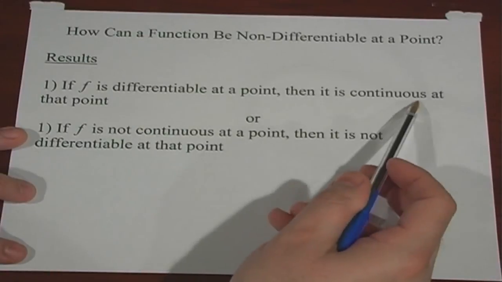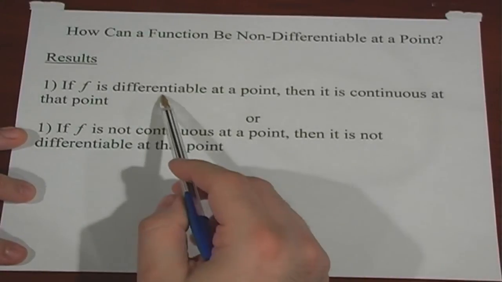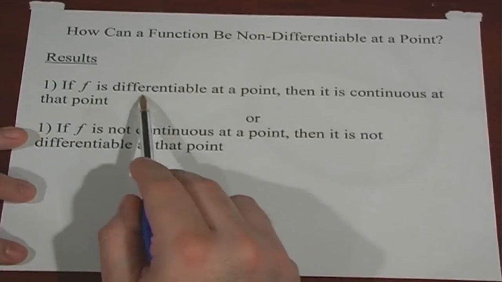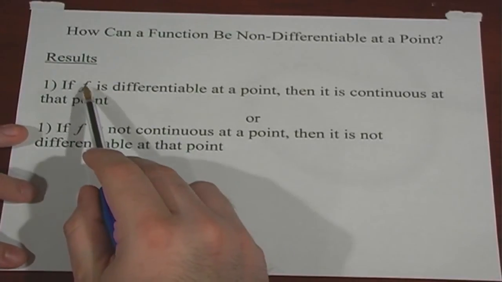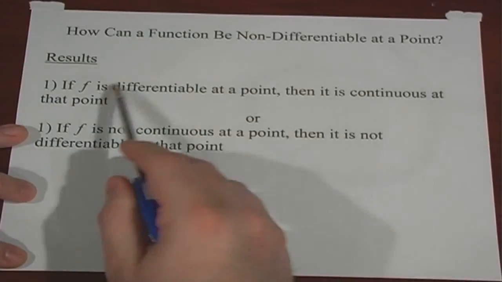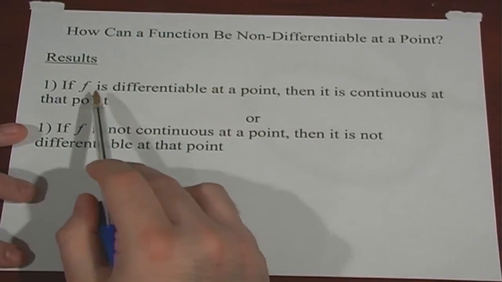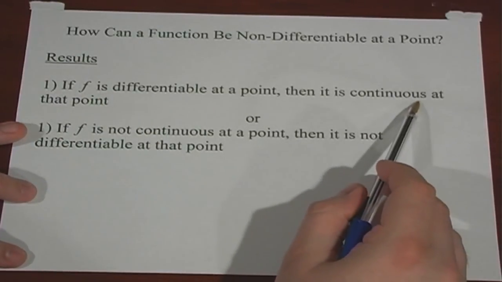If it's differentiable, then it's continuous. It's not the other way around. If it's continuous, it doesn't mean it's differentiable. So when you have an if-then statement, it usually just works one way. If this is true, then this is true, but the other way, if this is true, this might not be true. So if f is differentiable, then it's continuous at that point.